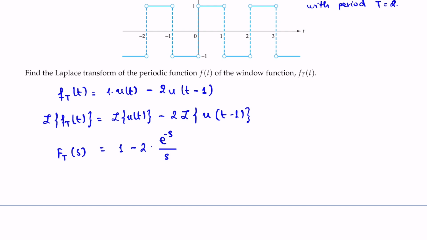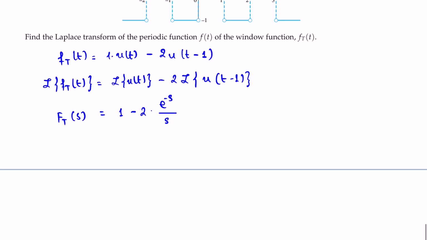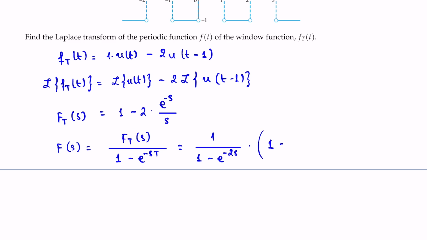Now, to find the Laplace transform of the periodic function, you get capital F of s equal to capital F sub T of s divided by 1 minus e to the negative sT. For capital T equal to 2 in this case, so you have 1 over 1 minus e to the negative 2s times the Laplace transform of the window version of the periodic function, which is 1 minus 2 times e to the negative s, divided by s. And that is the Laplace transform of the periodic function that you're looking for.